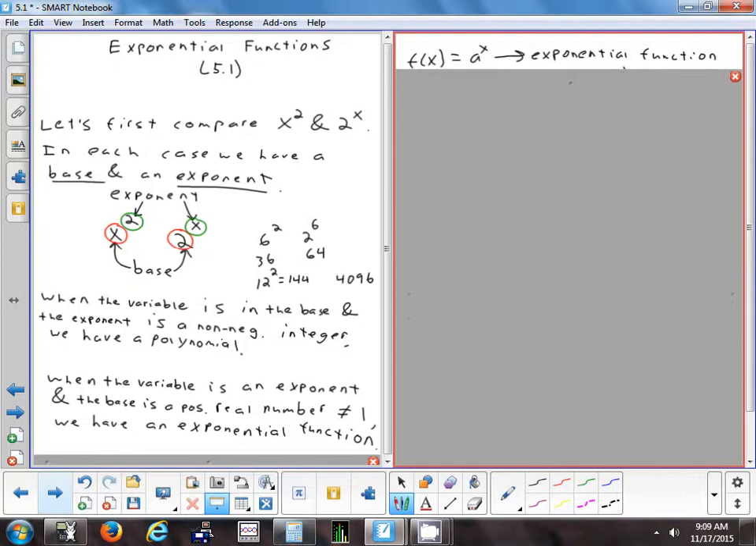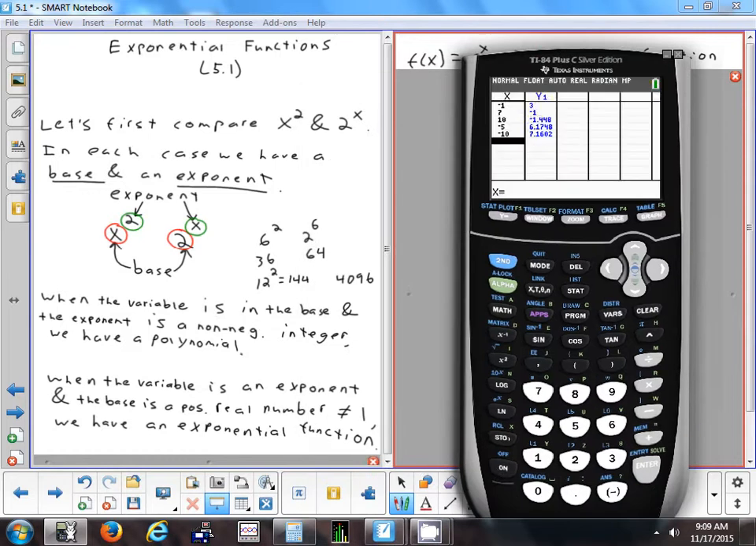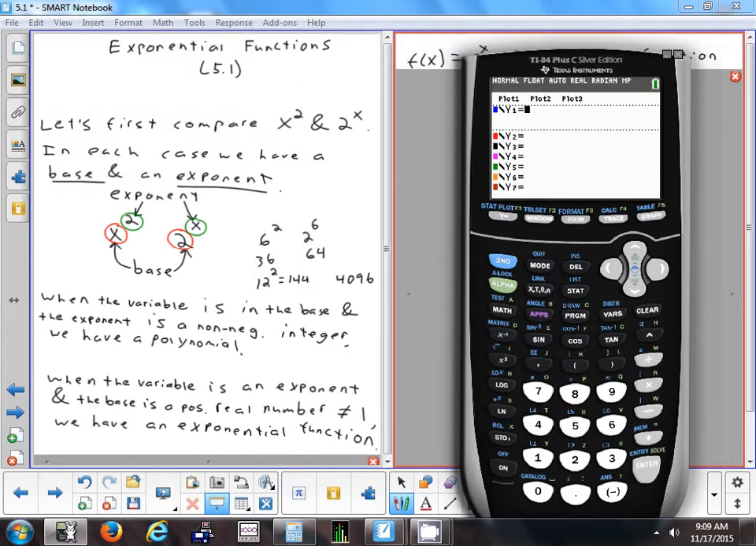So let's graph 2 to the x, just so you can see what it looks like. I'm going to graph y equals 2 to the x. I'll do zoom 6. All right. How far left and right do you think this graph is going to go? Yeah, it's going to go forever, left and right.